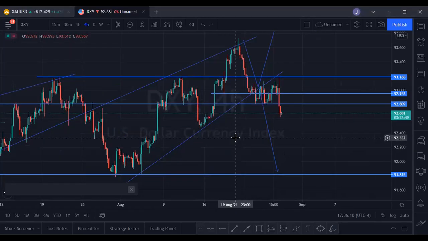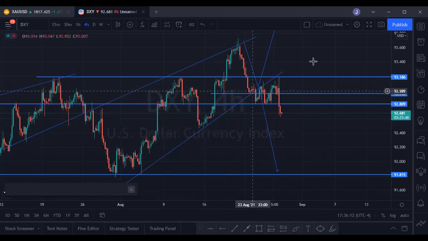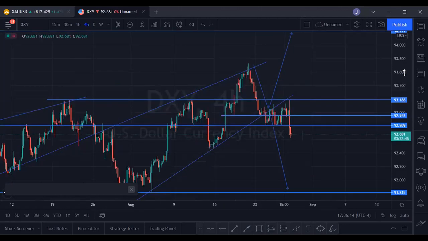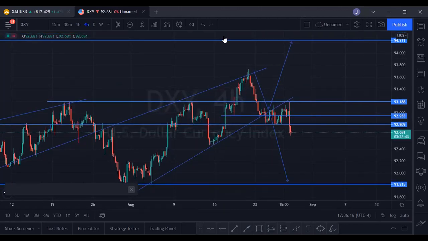I am bearish on DSY. This was my previous analysis on DSY. Now the trend line has broken out, so I am now expecting more down move to the downside.